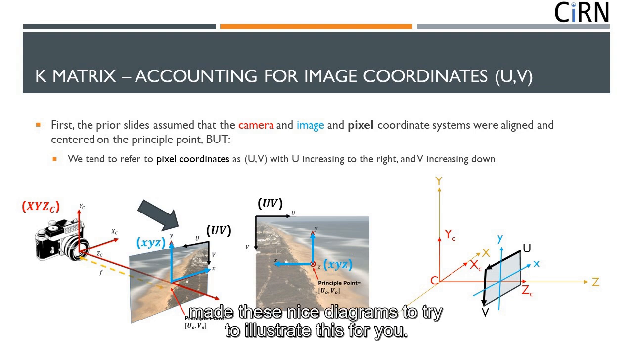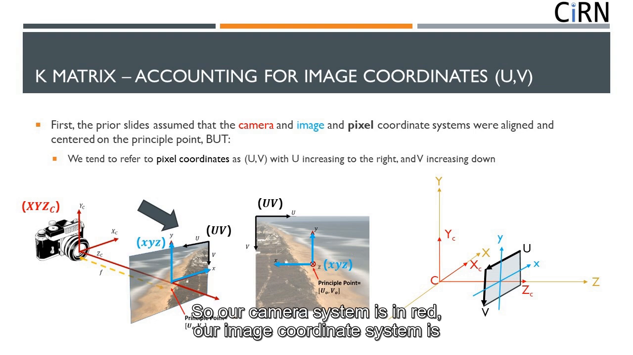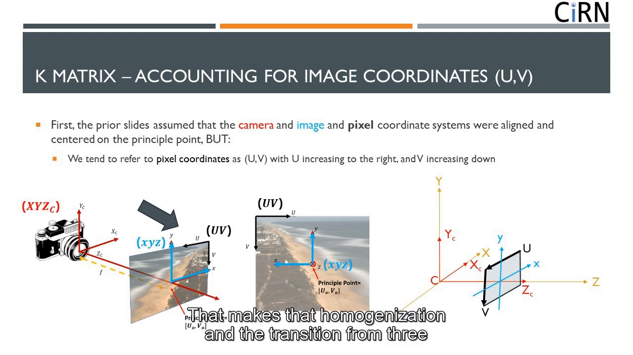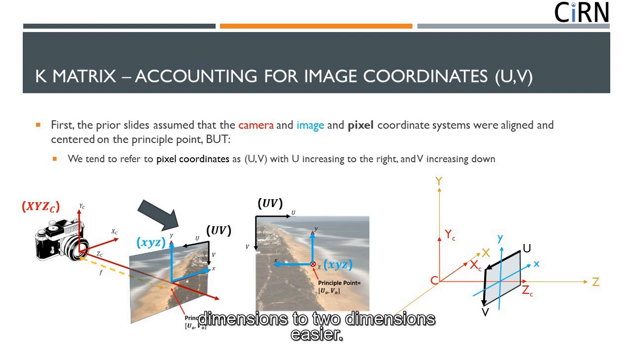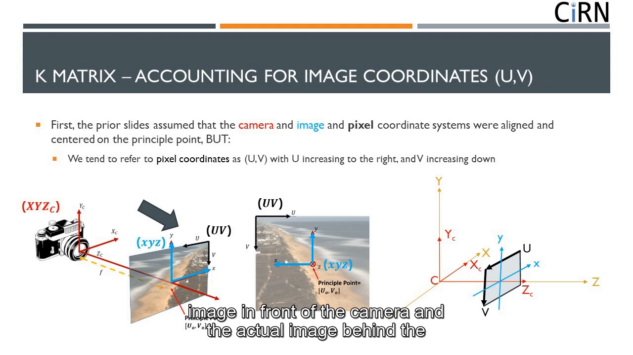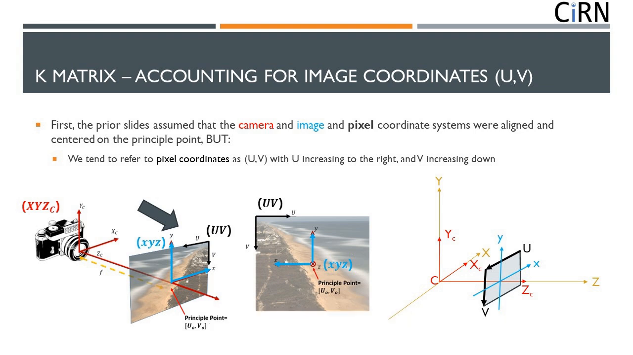And so Brittany made these nice diagrams to try to illustrate this for you. So our camera system is in red. Our image coordinate system is in blue. So you can see X and Y are aligned. That makes that homogenization and the transition from 3 dimensions to 2 dimensions easier. But then this accounts for the difference between your virtual image in front of the camera and the actual image behind the camera.